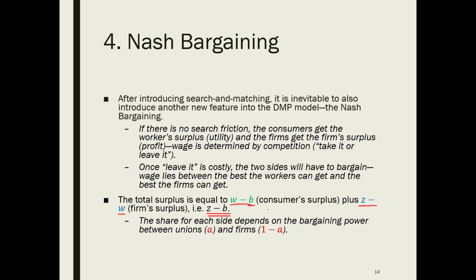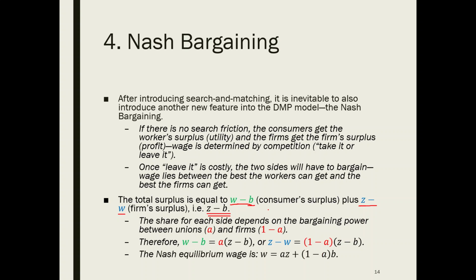1 minus A. Therefore, the consumer's surplus W minus B must be equal to the share A multiplied by the total surplus Z minus B. Similarly, the firm's surplus Z minus W must be equal to the share 1 minus A multiplied by the total surplus Z minus B. Both conditions can be rewritten as the equilibrium wage W equal to A multiplied by Z plus 1 minus A multiplied by B. It is a weighted average of Z and B.